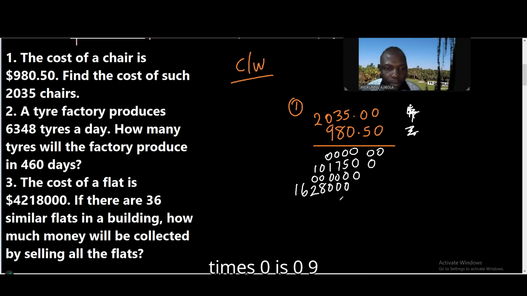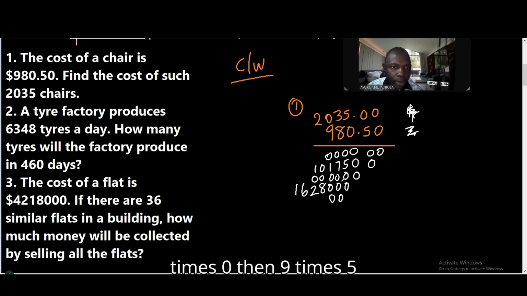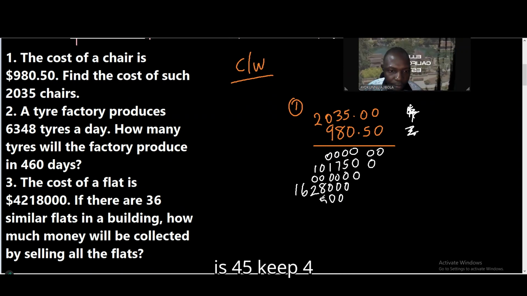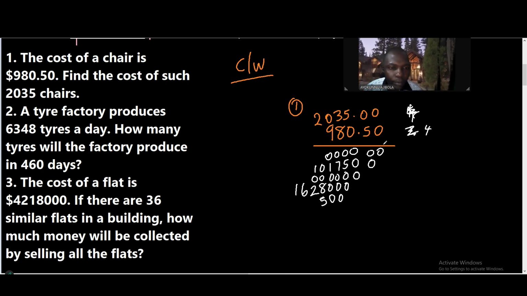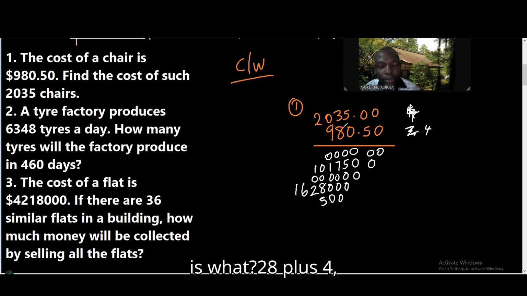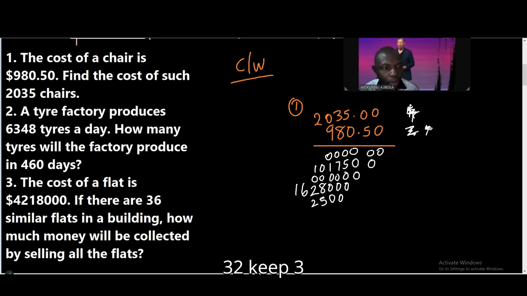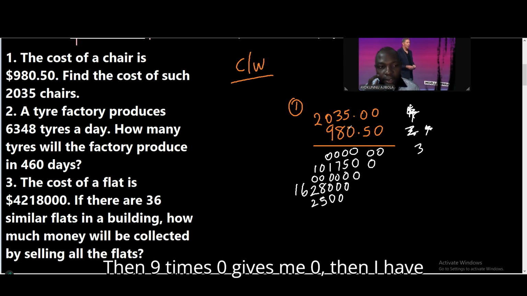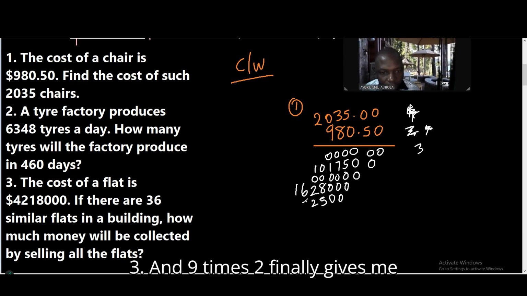So 9 times 0 is 0. 9 times 0. Then 9 times 5 is 45. Make it 4. 9 times 3 is what? 28 plus 4, 32. I keep 3. Then 9 times 0 gives me 0. Then I have 3. And 9 times 2 finally gives me 18.